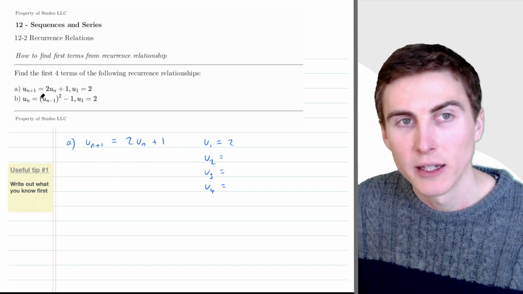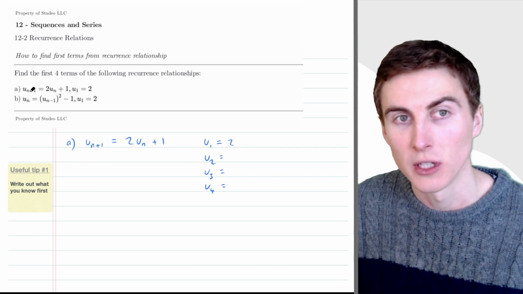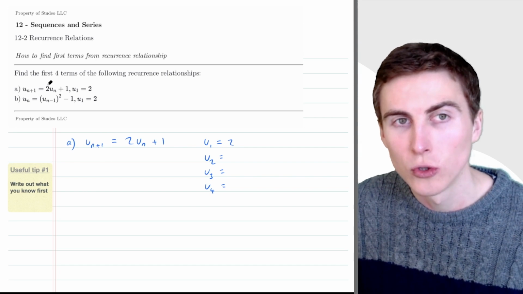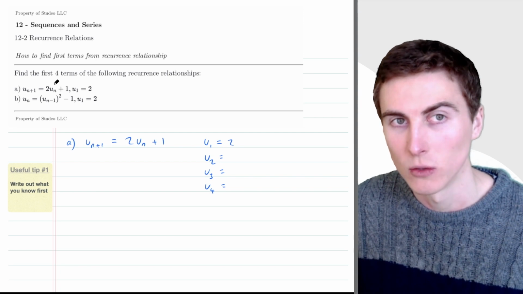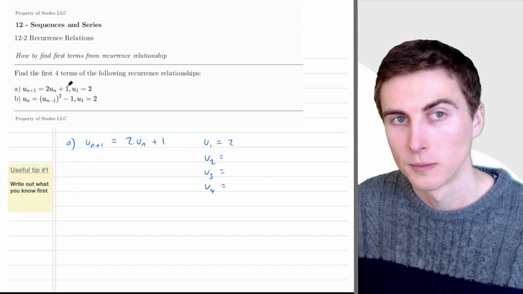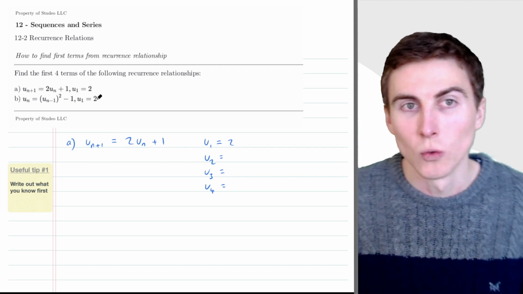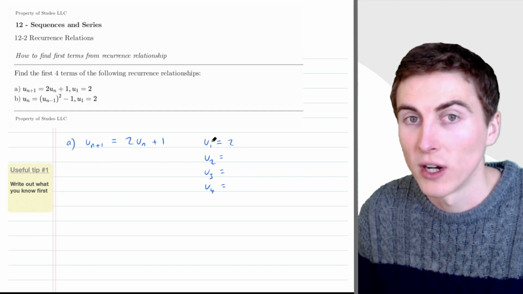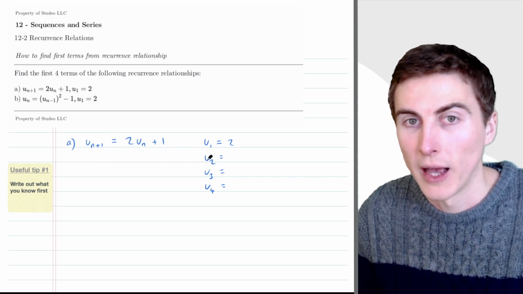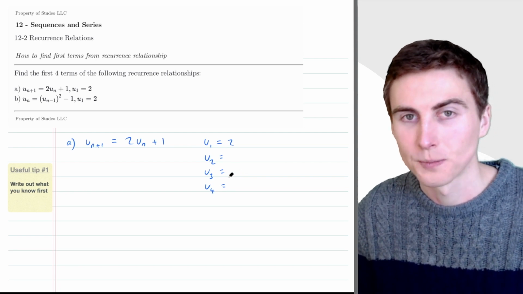And for part A, it says that u of n plus 1, so basically the next term in the sequence, is equal to 2 times un, so 2 times the current term in the sequence, plus 1. And they're telling us that the first term is 2. So what I'd do here is I'd write down the formula, and I'd write down what u1 is, and I'd put u2, u3, u4, because these are the first four terms that we need to find.